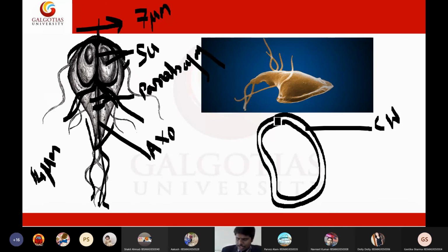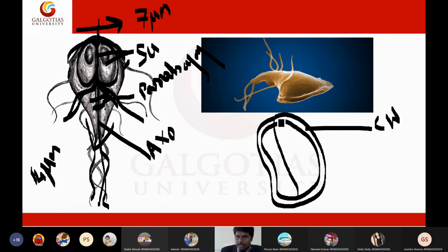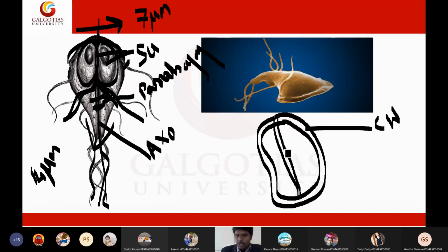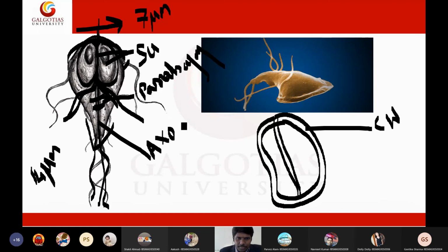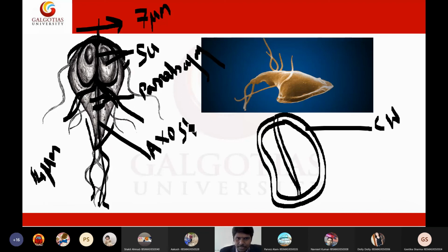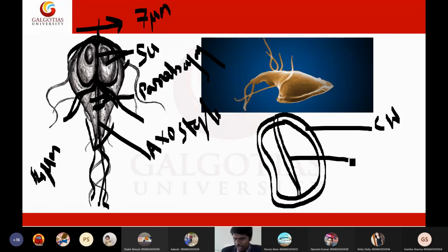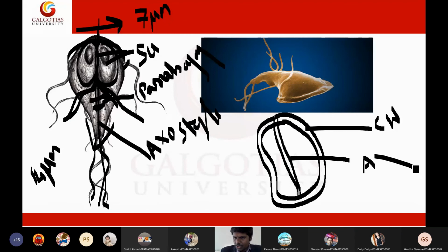Then this cyst is bilaterally divided into 2 halves like this. So this midline is called, can anyone say the name of this midline? What is the name of this midline? Axostyle. Yes, same axostyle only. So this is the axostyle of this egg.